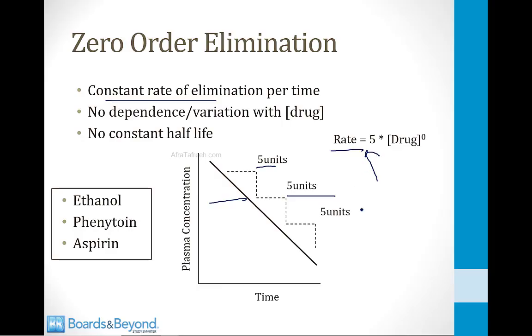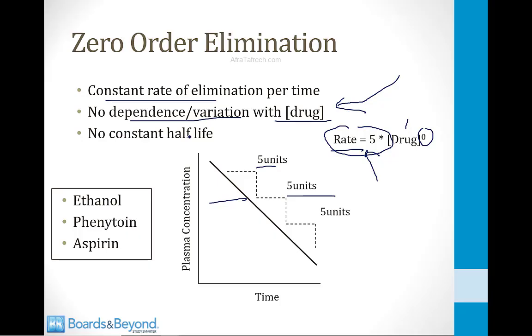The reason we call this zero order elimination is because the rate of elimination is equal to some constant, for example, 5 is the constant in my graph on the screen here, times the drug concentration raised to the zero power, and anything raised to the zero power is 1. So this equation says the rate is going to be constant at 5, and it will not depend or vary with the drug concentration. And this is a high yield point to remember. Zero order elimination drugs show a rate of elimination that does not depend on the concentration, and that is different from what we see with first order elimination drugs that we'll talk about in a minute.